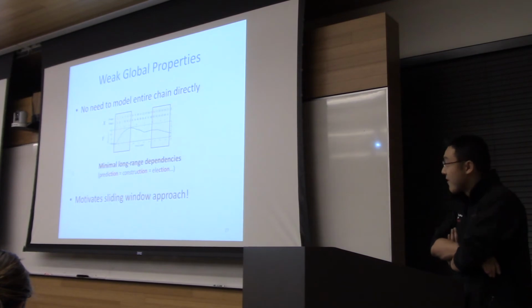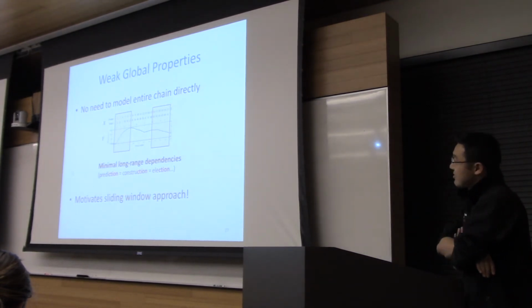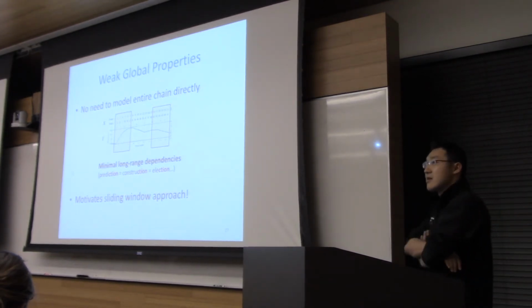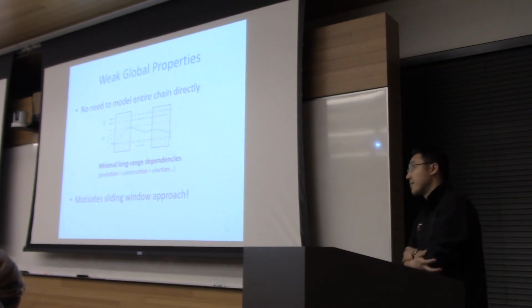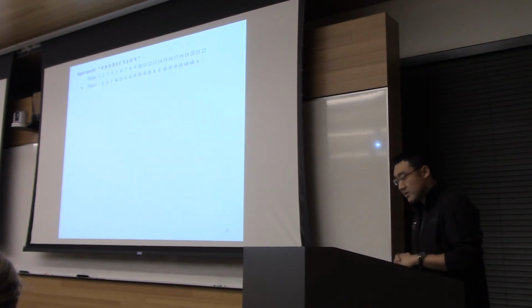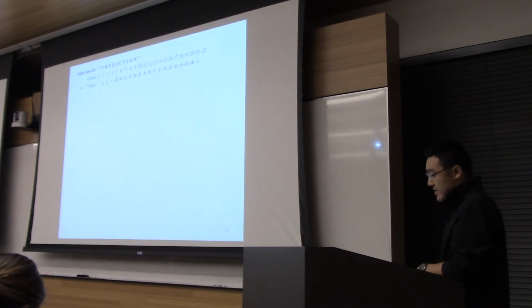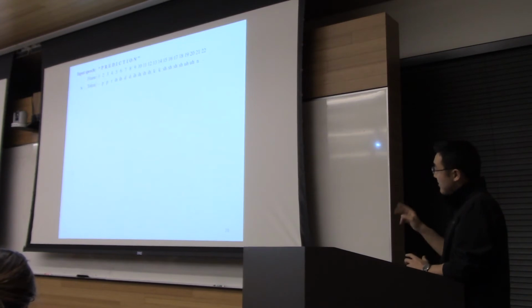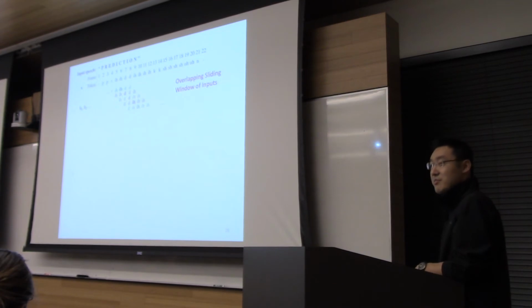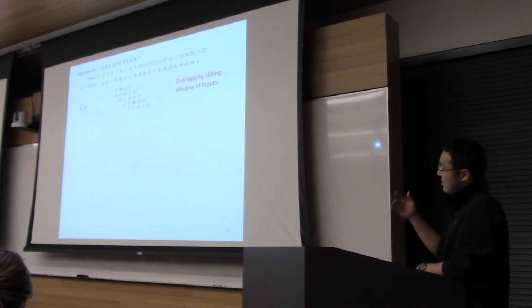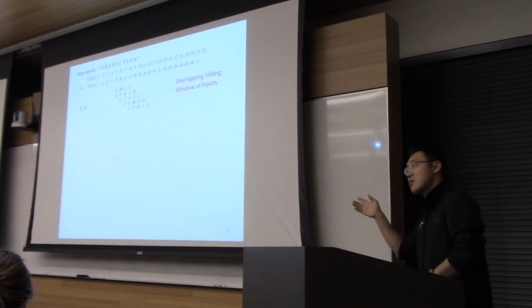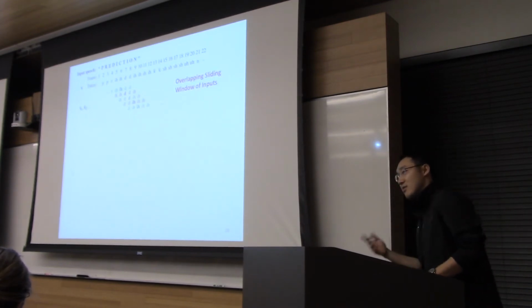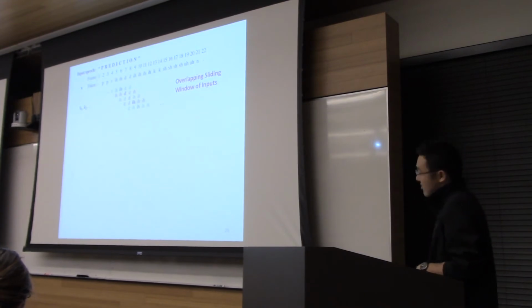We don't need to model the entire chain directly. We can just find a model that really nails the local predictions and then slide it across over time. And this motivates a sliding window approach, just like in the edge detection setting. And so this leads to the following prediction task. We have an original input sequence, and we chop it up into fixed length overlapping sliding windows of inputs, just like in the edge detection case. Here the sliding window architecture is a little bit simpler because we're only sliding across one dimension, whereas in the edge detection case we're sliding across two dimensions, but otherwise it's very similar.